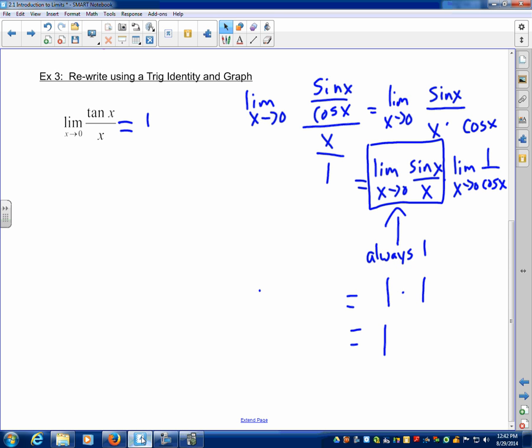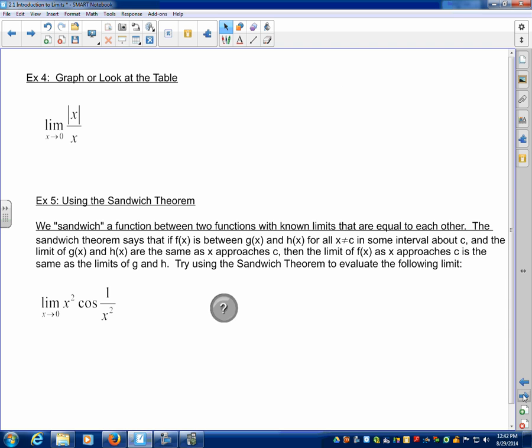All right, so those 3 methods, you have substitution, algebraic simplification, graphs and tables are legitimate ways of solving limit problems. And then there's one more that's new. It's called the sandwich theorem. This is another look at the graph. We could look at the graph of this real quickly. Let's do it. Do you have that one on there? It should be listed on there as you know before.